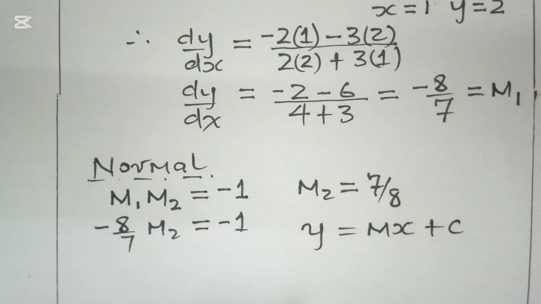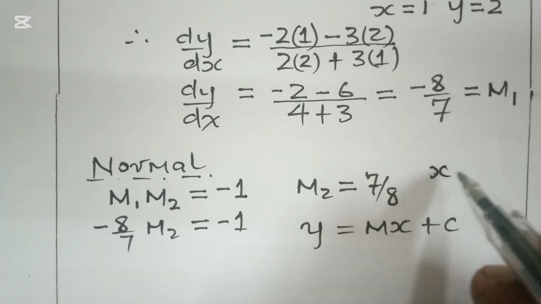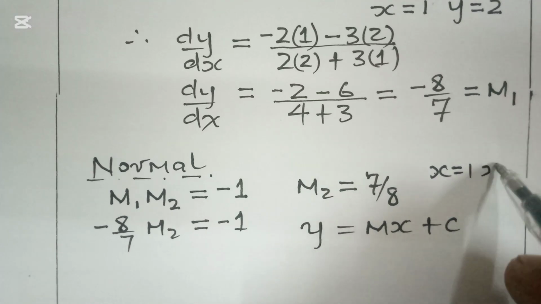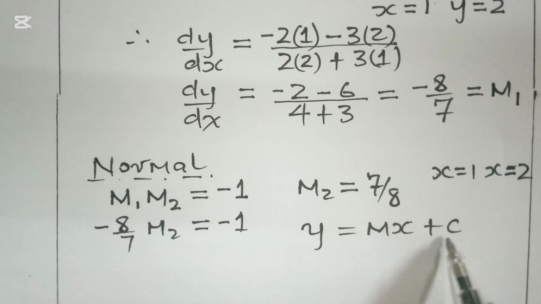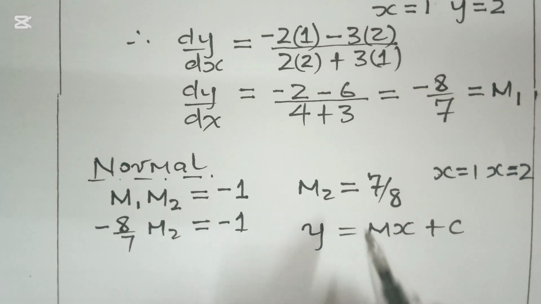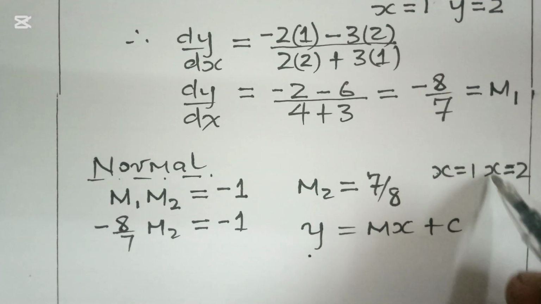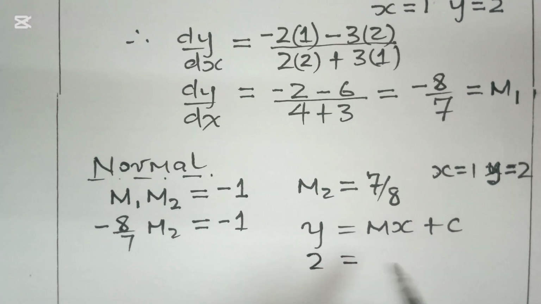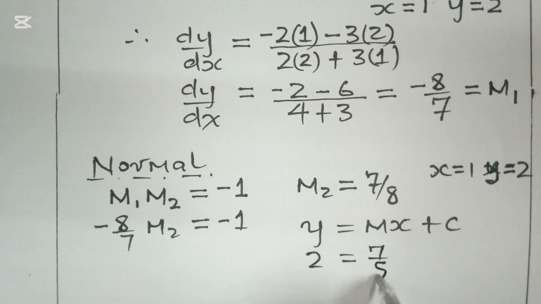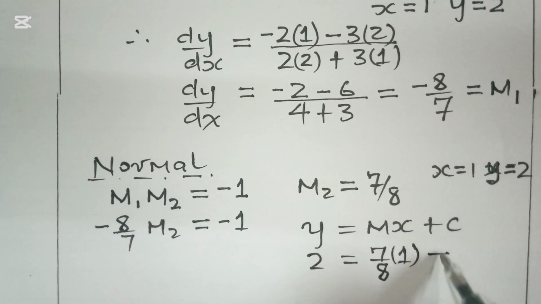Guys, now we come to the equation, and the equation is written in this form: y equals mx plus c. So the first thing we are going to look for is, at that point x equals 1, y equals 2, we can get the constant. And so therefore, we write y equals 2, so we write 2 there equals 7 over 8 times x, which is 1. And now we are looking for c.